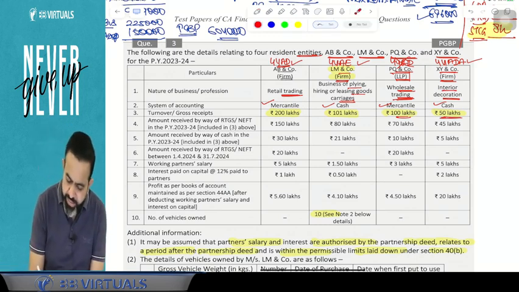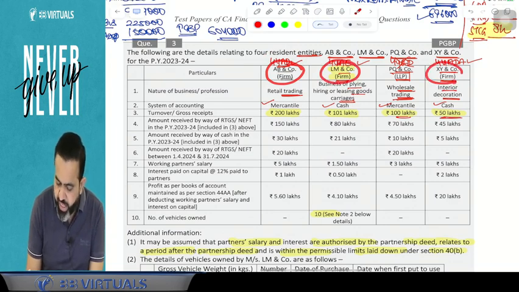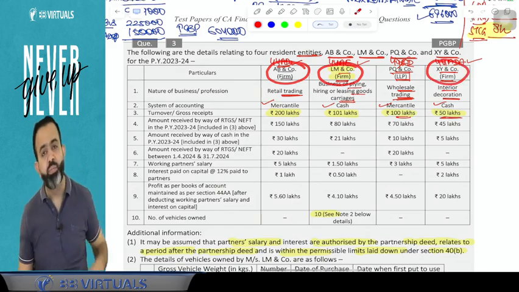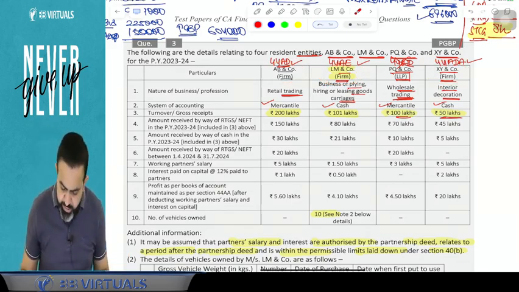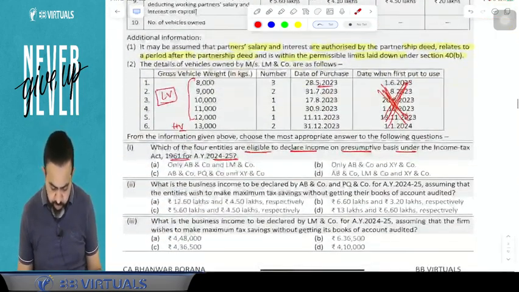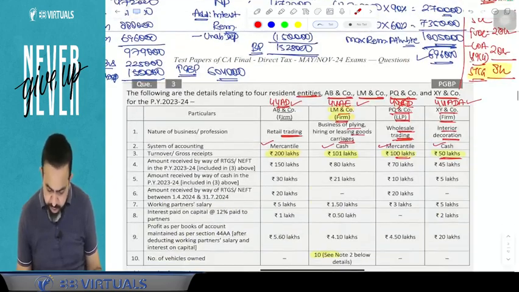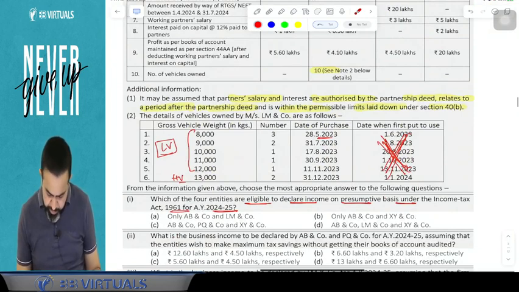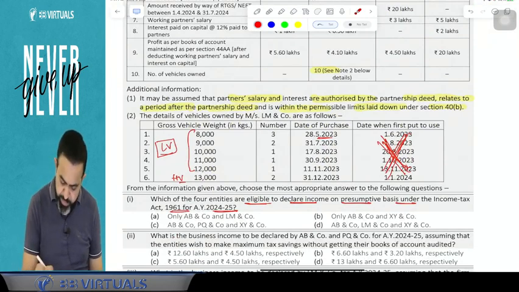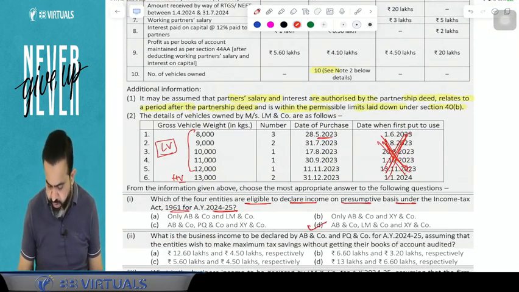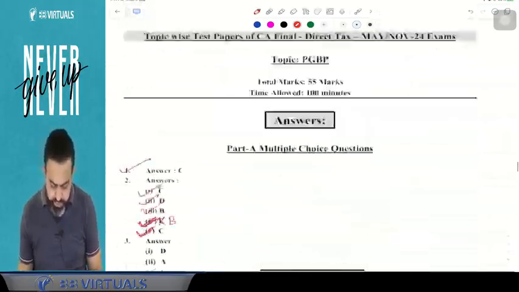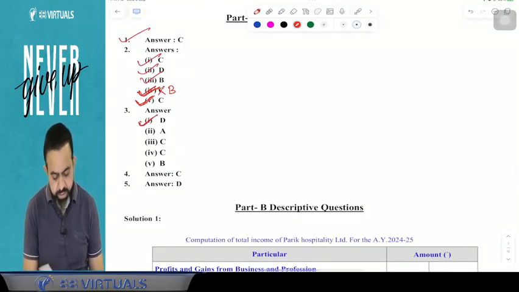So can I say that AB and company, LM and company and XY and company, these 3 assessees can opt for presumptive basis taxation. So here AB and company, LM and company and XY and company. I think D is the correct answer. So for the first question, D is the correct answer.